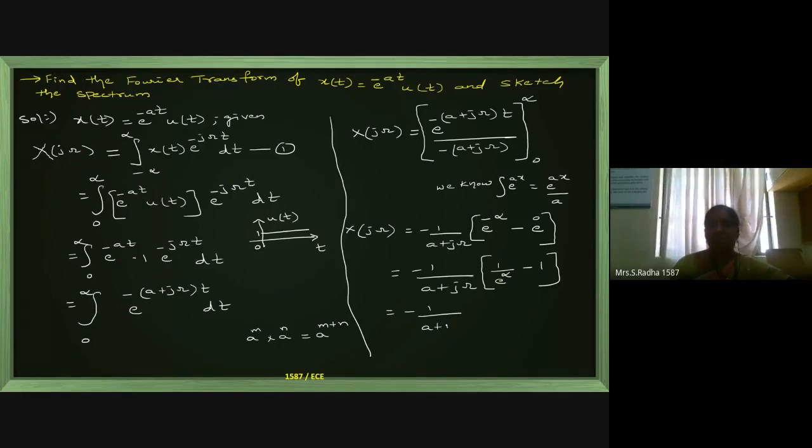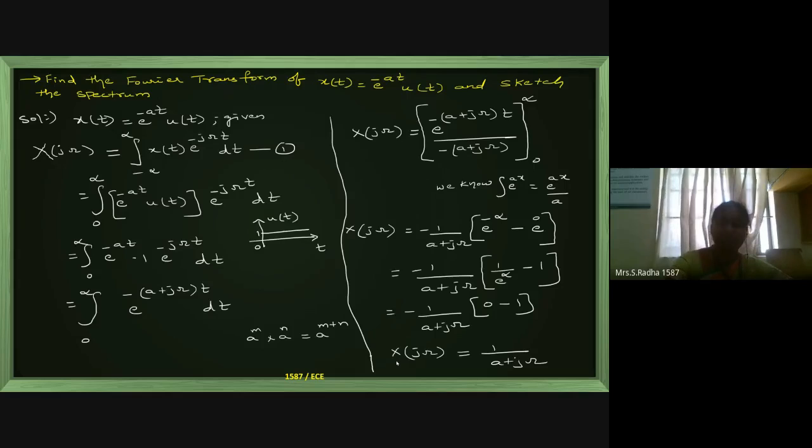So now 1 by a plus j omega. Here 1 by infinity is 0, minus 1. So finally I am getting X of j omega is nothing but 1 divided by a plus j omega. This is the Fourier transform. I completed calculating the Fourier transform. Now I will go to the spectrum. Sketch the spectrum.